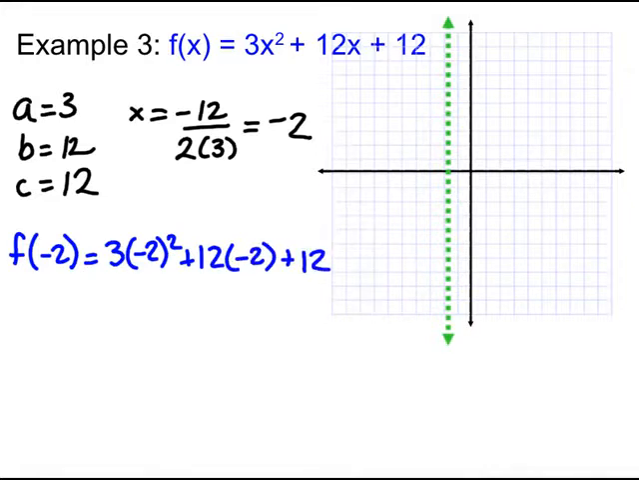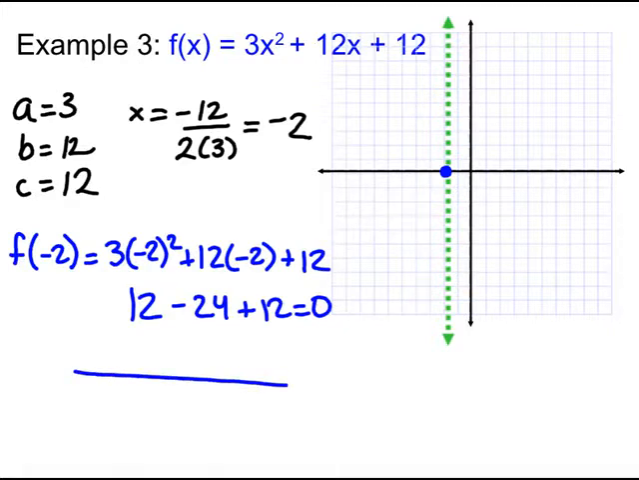Negative 2 squared is 4 times 3 is 12. 12 times negative 2 is negative 24. Plus 12, well 12 minus 24 is negative 12, plus 12 is 0. So even though I started with big numbers, I didn't end with big numbers. So negative 2, 0. So sometimes your vertex will be actually on the axis.